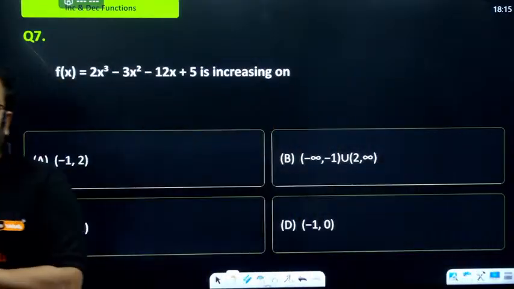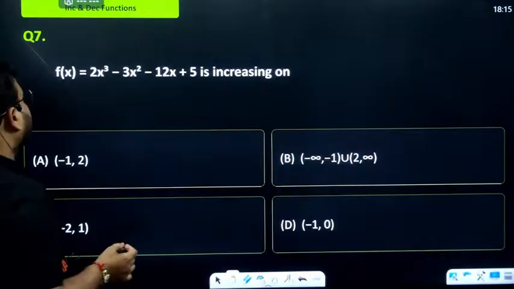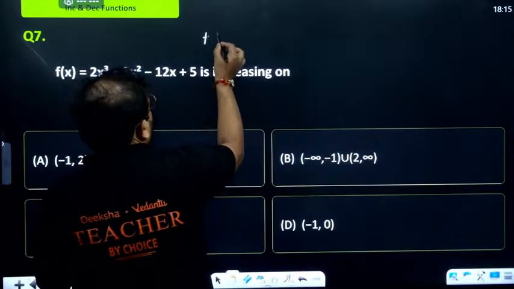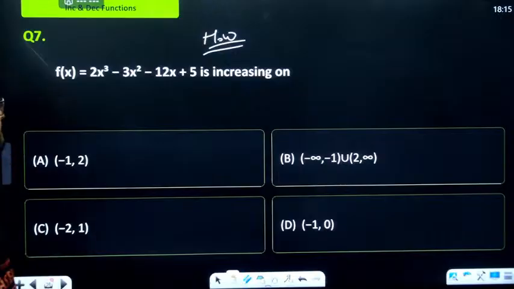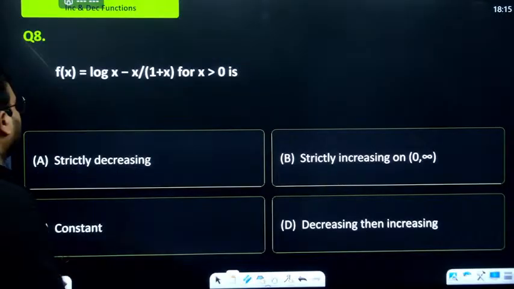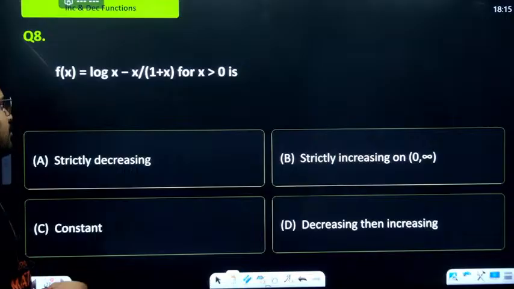For this given function, you give me the answer now. This you all try. I have given you answers for different, same questions like this. You all try this. Differentiate and check the interval. This one I will solve for all of you. So this also you try.